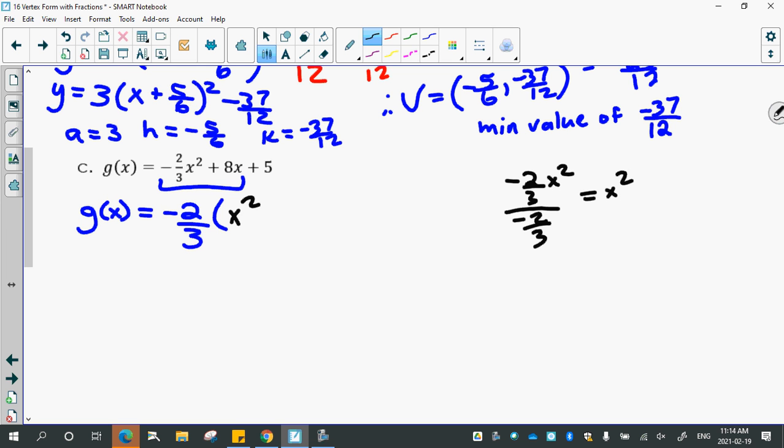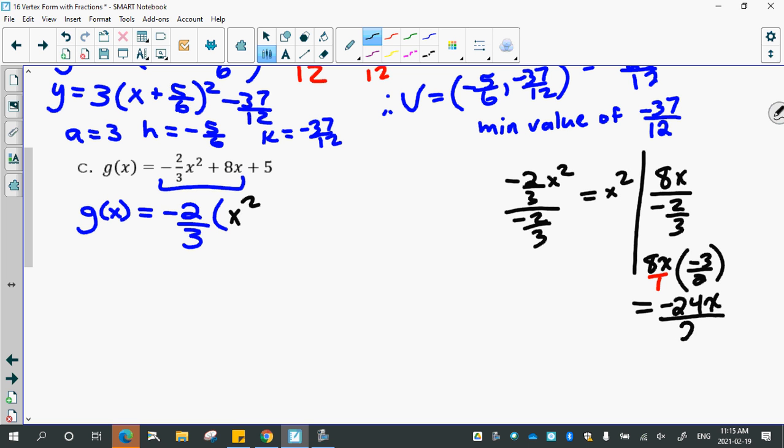Next one's the harder one. So 8x divided by negative 2/3. That's where we have to know that to divide by a fraction, you multiply by the reciprocal. So it's going to change to 8x times negative 3 over 2. I always like to keep the negative sign at the top number. And then I multiply the tops together, negative 24x. The bottoms together, 2. And then it reduces to negative 12x. So 8x divided by negative 2/3 turns out to be negative 12x.